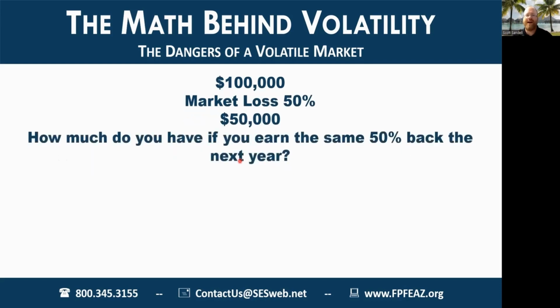So the question that we have for math geeks out there, this is an easy piece of math, but for some weird reason, a lot of us, our brains just hurt when we look at this. So the question is, how much do you have if you earn the same 50% back next year? Meaning your portfolio went down 50% and up 50%. How much money is left in your portfolio? We started with 100,000, it went down 50% and back up 50%. Well, for those of us that took our time and did that math, we only have 75,000 left.